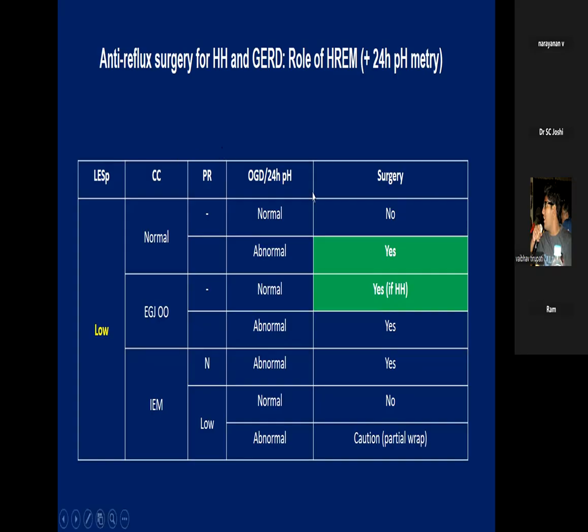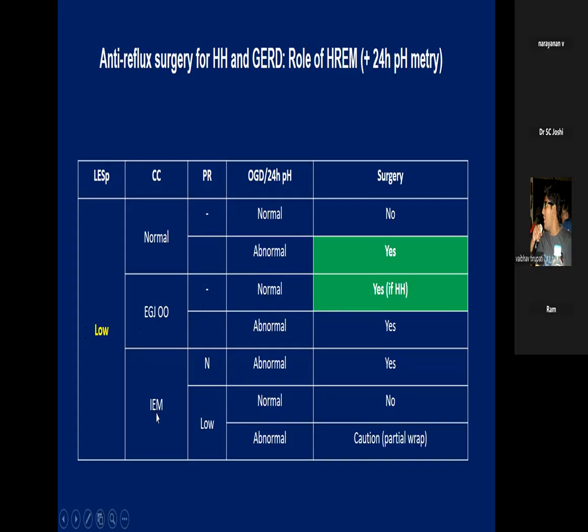So in this situation, you actually see the previous slide. Here we had medical treatment. This is the LES pressure is low on manometry. The 24-hour pH is also abnormal. There I would advocate surgery. When there is EGJ outflow obstruction with a low LES pressure, even if the 24-hour pH metry is normal, you consider surgery, especially if there is a hiatus hernia. And no questions asked, if 24-hour pH is abnormal with a low LES pressure, you go ahead and do an operation.